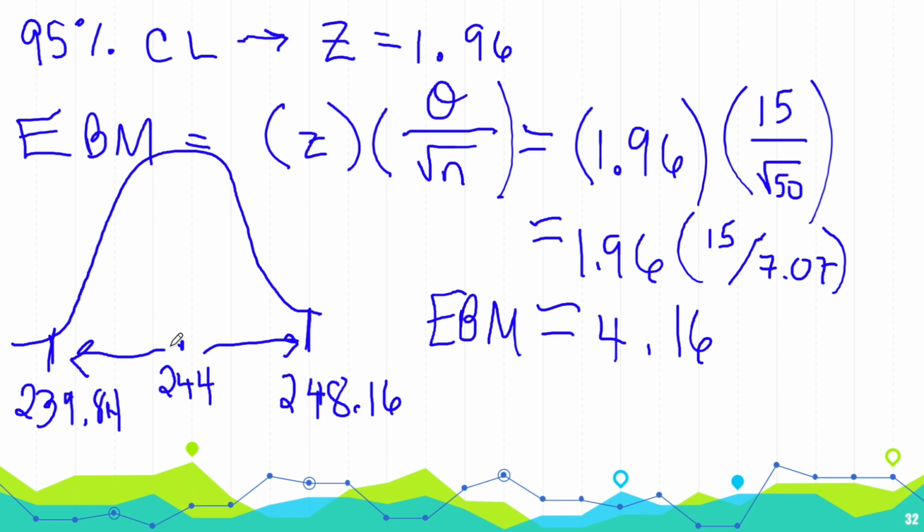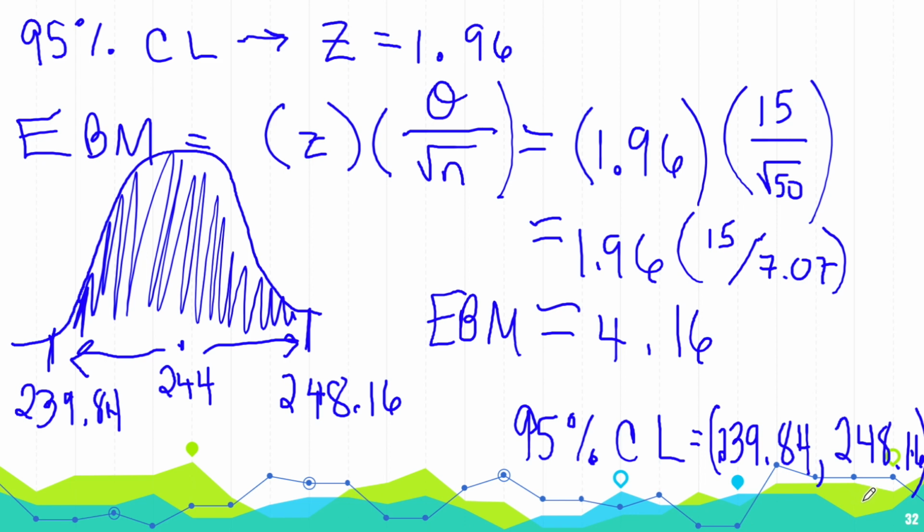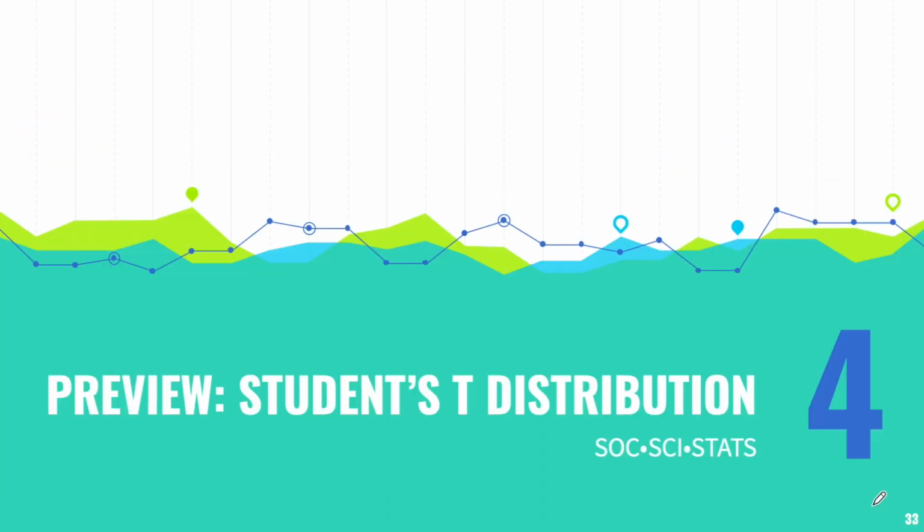That means that we would be 95% confident that the population mean of newborn weights of cute little elephants would be between 239.84 pounds and 248.16 pounds. So we would say that our 95% confidence level is that the population mean of newborn elephant weights is between 239.84 pounds and 248.16 pounds, and that accounts for 95% of the area underneath the curve. And 95% of the time when we take samples, it's not going to accurately predict the average weight of newborn elephants. Let's quickly preview the students' T distribution before we go.